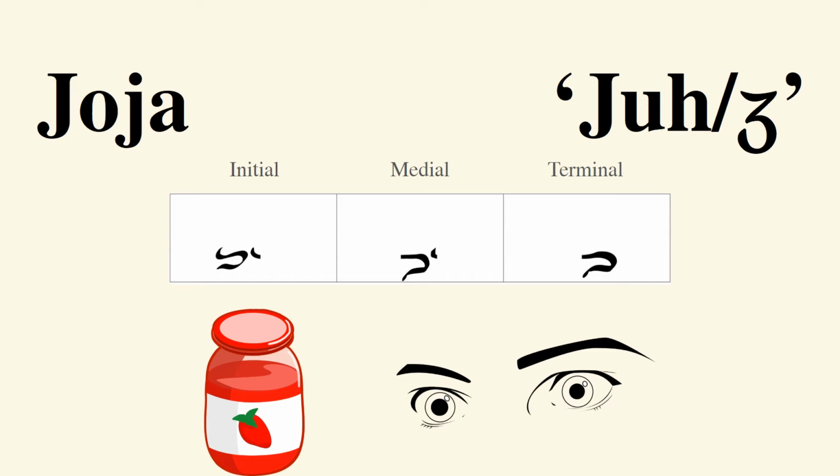I've included the IPA character for it on the slide, as you can see in the corner, but it makes a zh sound. It's really just sort of like a softer j sound, as in the word vision. So think of the S sound you make when you pronounce the word vision. That's the sound that it makes when joja is used in the middle or the end of a word.